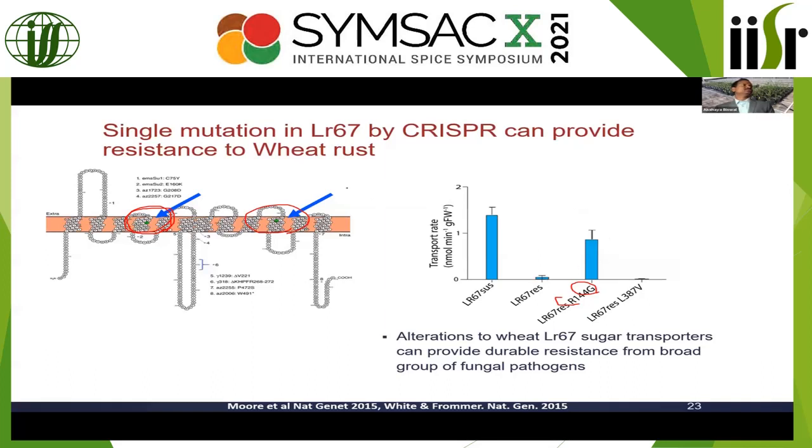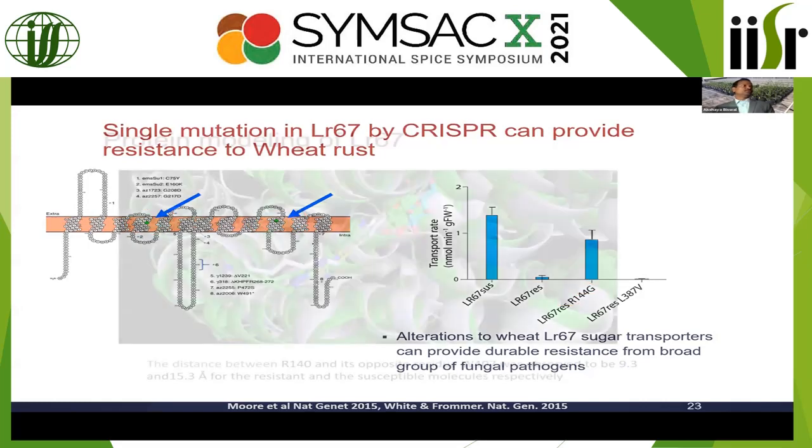Sorry, I forgot to say that this LR67 is a sugar transporter gene that helps in transporting sugar from the plant cell to the apoplast, where the fungus can take the sugar using its haustoria. And this sugar transport is disturbed by this mutation. And when we change back from arginine to glycine, again it starts. But the second one, at amino acid 387, doesn't have much impact.